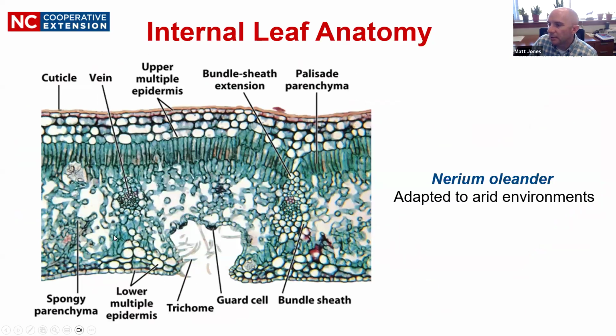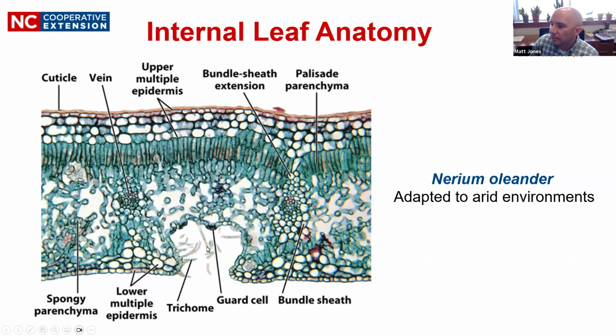This is a micrograph of an oleander leaf, which is adapted to arid environments, just to illustrate some of the adaptations plants in arid environments might have. They have a stomata in a so-called stomatal crypt. It's a sunken area or an invagination of the abaxial surface.